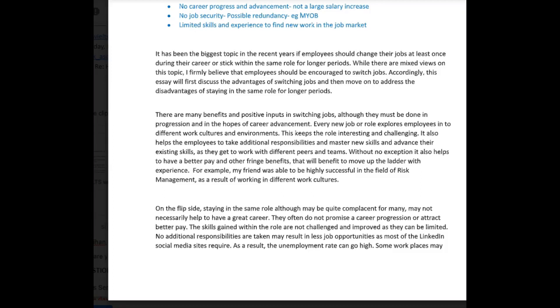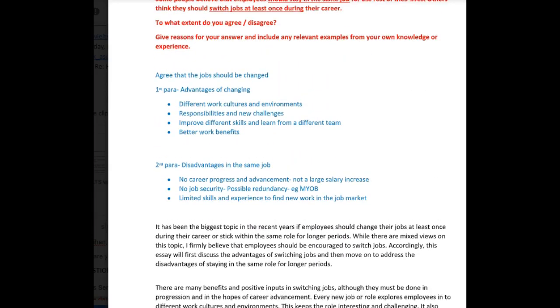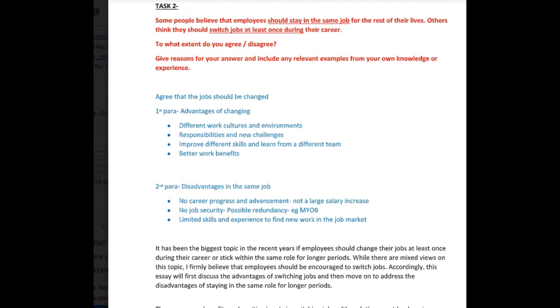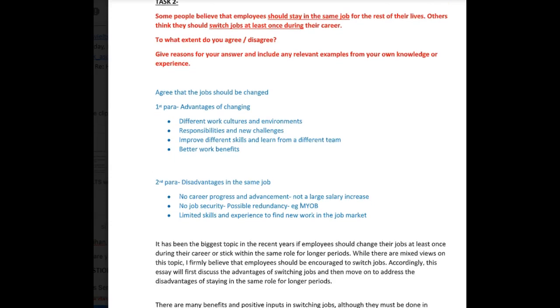While there are mixed views on this topic, I firmly believe that employees should be encouraged to switch jobs. Accordingly, this essay will first discuss the advantages of switching jobs and then move on to address the disadvantages of staying in the same role for longer periods. Okay, so essentially you're talking about one side of the issue. And that's certainly one way to do it.